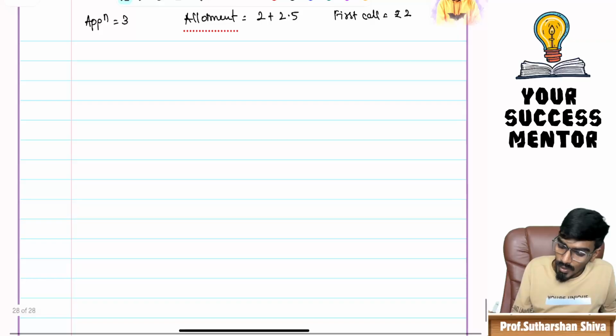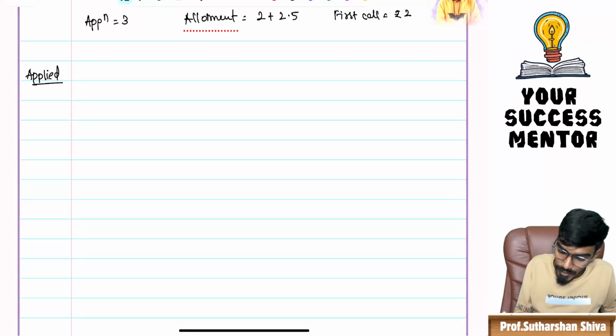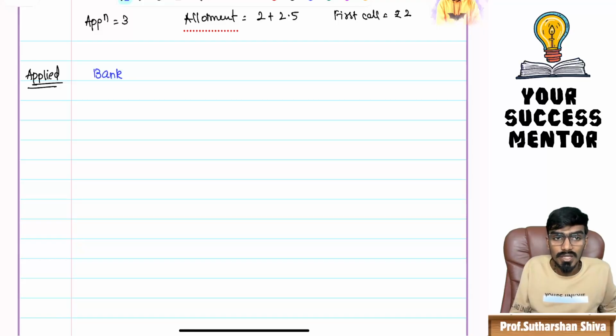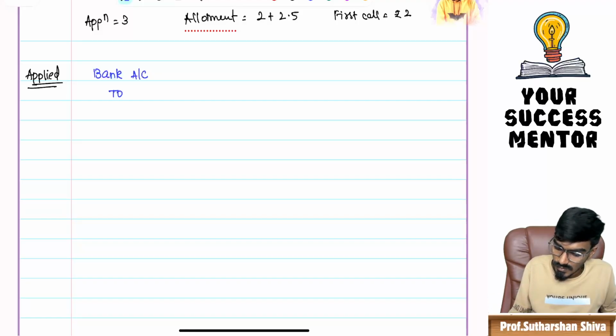Now, what is the first journal entry we will be passing? For application, as a company, what is the journal entry I should pass? Ramji, what is the journal entry I should pass? The bank account to share application account. What value? 6,000, I should pass because they have applied for 2,000 shares, correct?